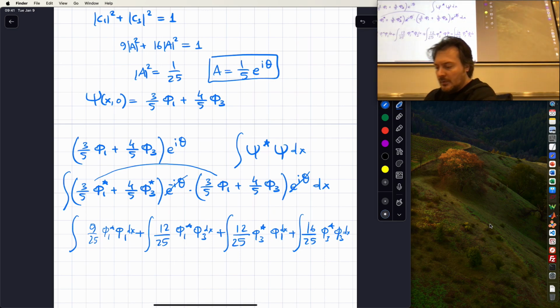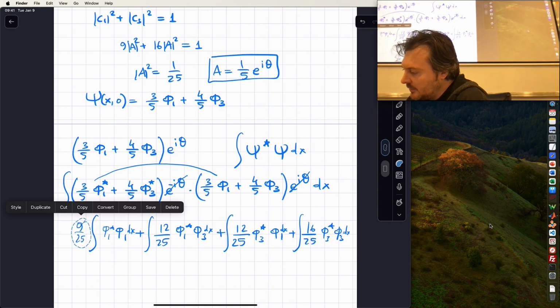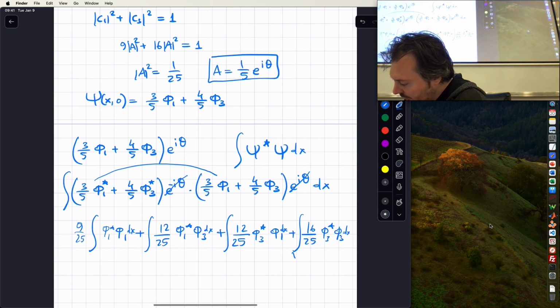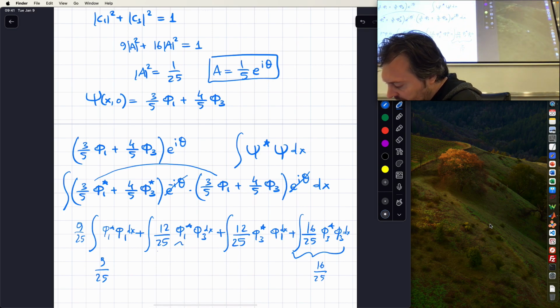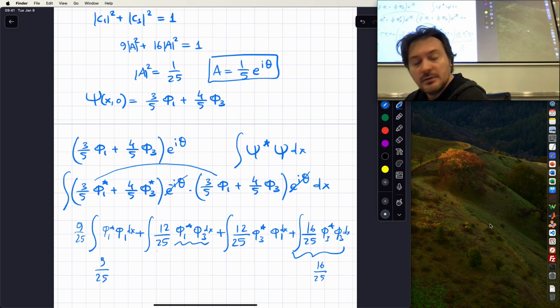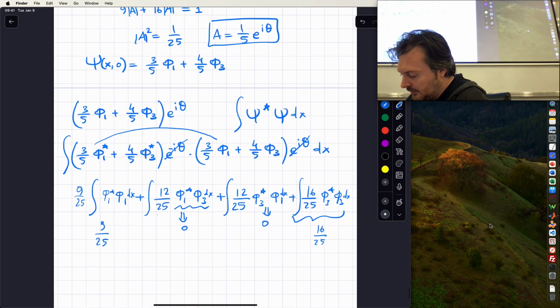This integral, if I take 9 over 25 out, what is the remaining integral? 1, right? And similarly, the other one is 1. This one is also 1. So 16 over 25, 9 over 25. How about this one? What is this integral? 0. This integral, also 0. So you get 1.